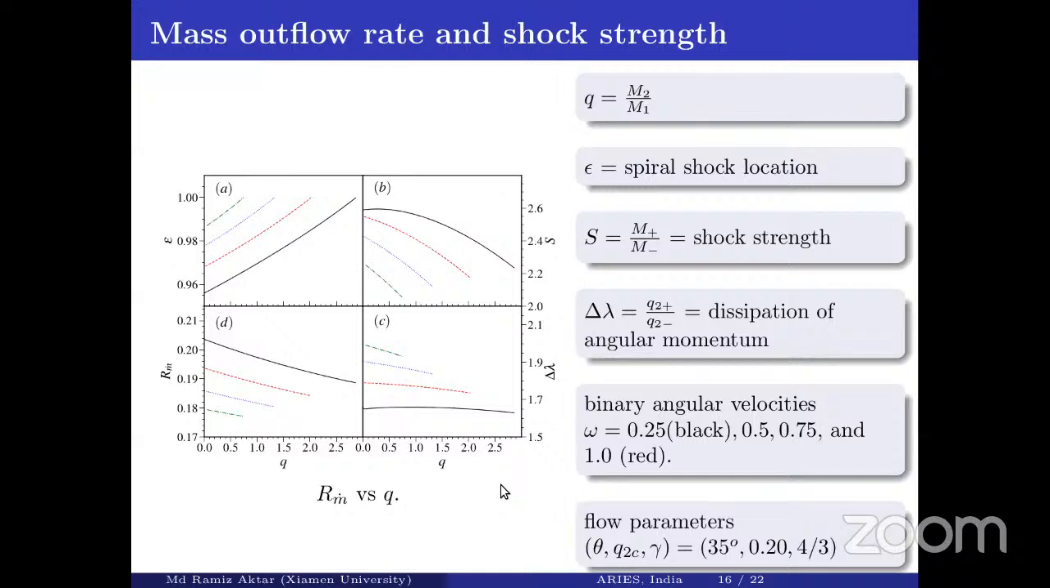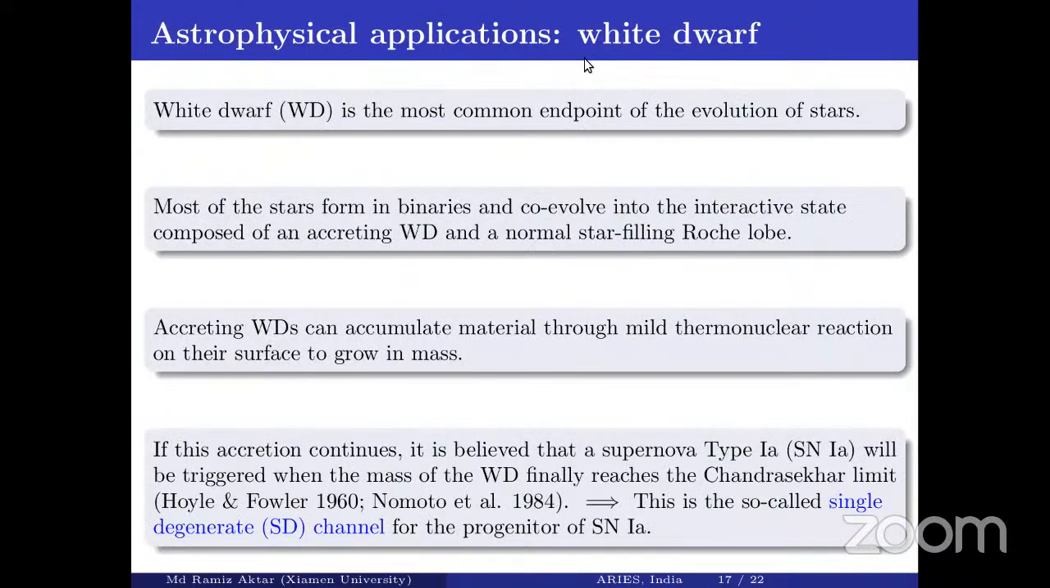So here we want to focus on the accreting white dwarf in a binary. We know a white dwarf is basically the common endpoint of the evolution of stars. And these accreting white dwarfs form in a binary, co-evolve into an interactive state composed of an accreting white dwarf and a normal star filling its Roche lobe.